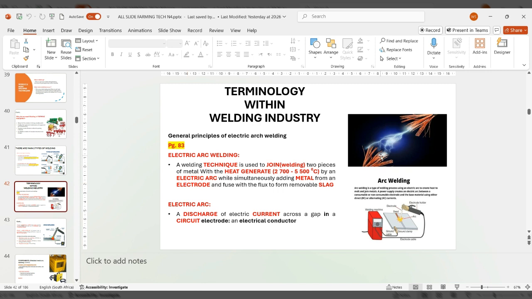So if you are looking at this picture, what is occurring here is what we call an arc. This is an arc. This is an electrical arc. Okay. So what happens here scientifically? This arc is caused by the electrons that are trying to jump from this point here to this point here.